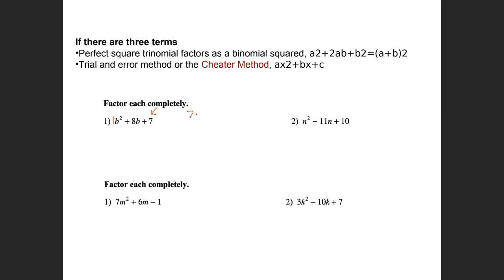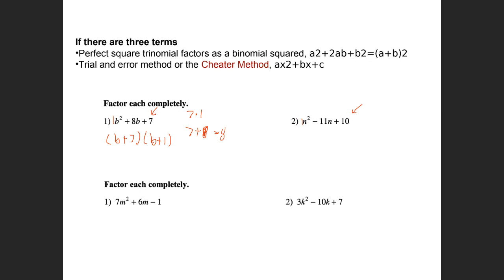Well, 7 times 1 is 7. 7 plus 1 is 8. So 7 and 1 are my 2 numbers. So this is going to factor down to b plus 7, b plus 1. Now, I could have had it b plus 1, b plus 7. It makes no difference.